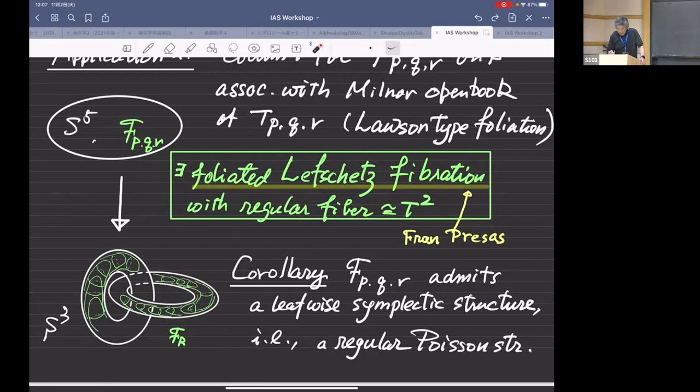something like this. You have a solid torus, and the solid torus is foliated like this, and the boundary torus is a compact leaf. You prepare two copies of them, and if you paste them, you get the foliation of S3, and that's the red foliation. So the Lawson type foliation on S5 for these singularities admits the Lefschetz fibration over this red foliation. This is one application and one big motivation.